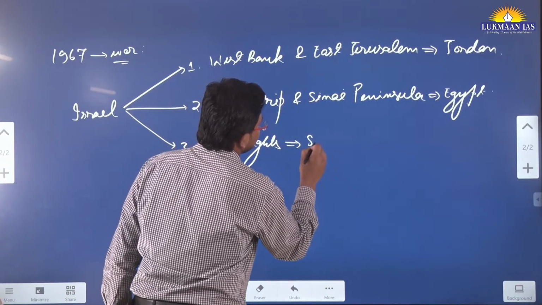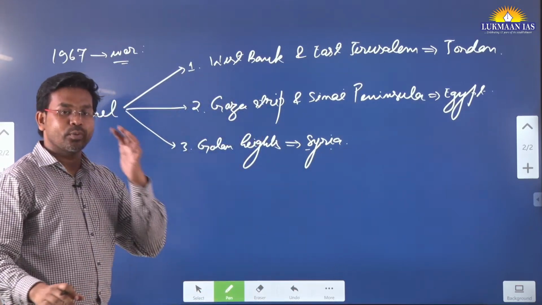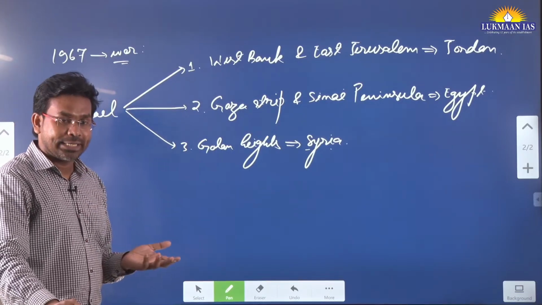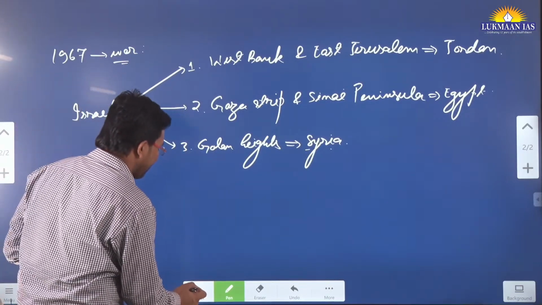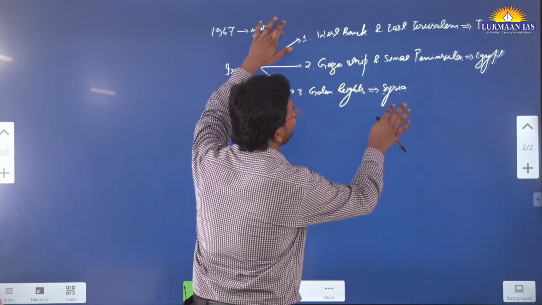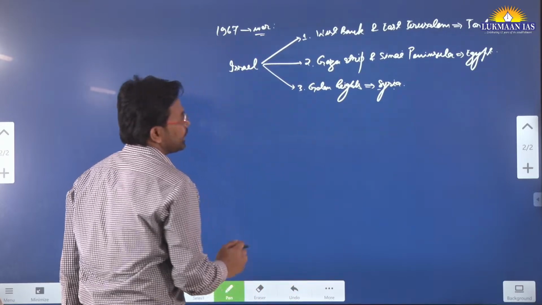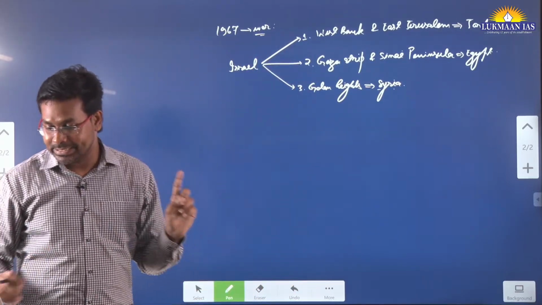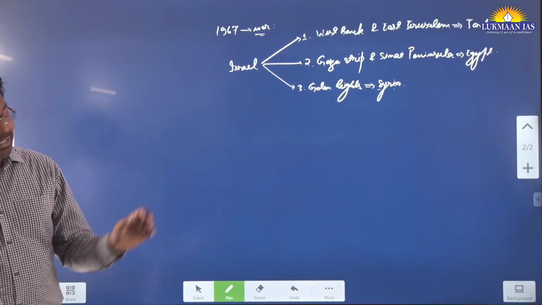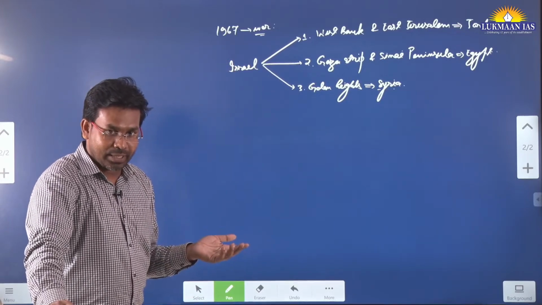So the 1967 war was a war in which Israel captured territories not from only one party but from three different countries in one war. So Israel captured more territories in 1967, and after that these territories have remained in the control of Israel.